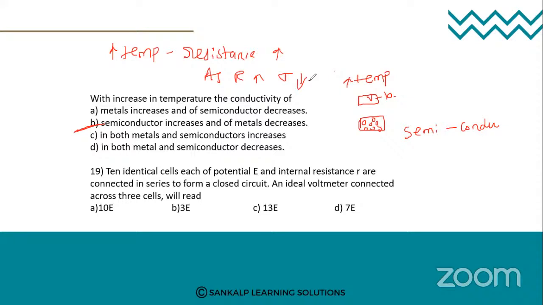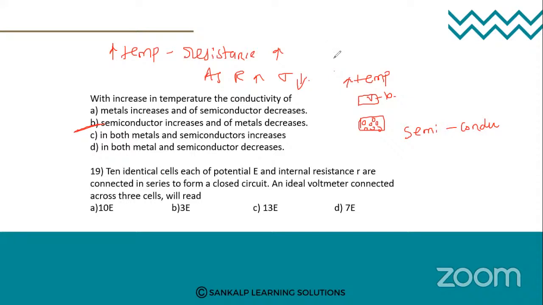Yes, JNV. Option B is right. Hope the concept is clear. Is it clear, everyone? We need to understand the conductivity concept of semiconductors here. Is it okay now? So question number 18, option B is the right answer. Semiconductor conductivity increases, and for metals it decreases.